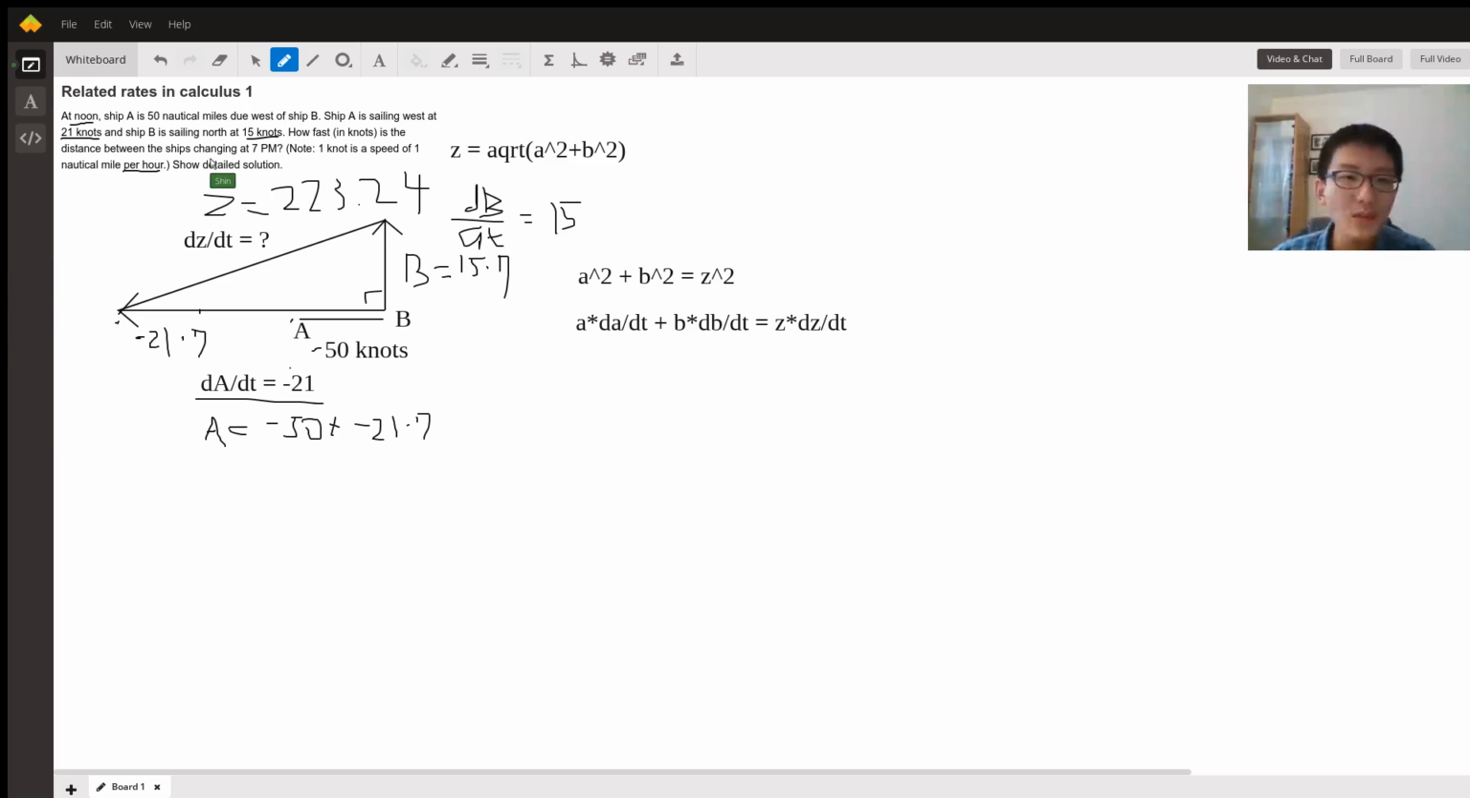Since we want to know what dz/dt is, or the rate at which the distance between the ships is changing at 7 p.m., we're going to rearrange this equation and divide by z on both sides. So this whole thing divided by z will equal dz/dt. Notice that you already know what a, dA/dt, b, dB/dt, and z are, so all you have to do is substitute each respectively, and you'll get the answer.